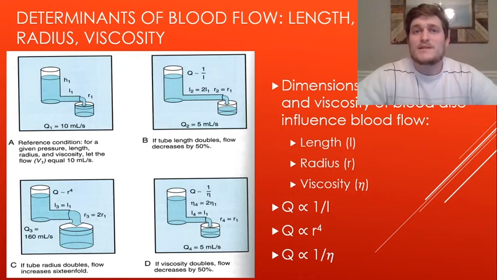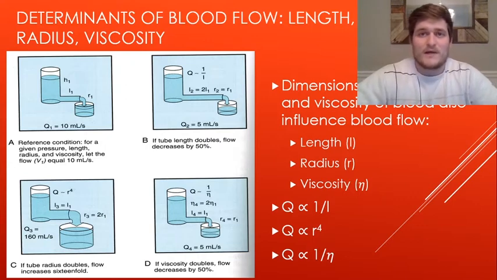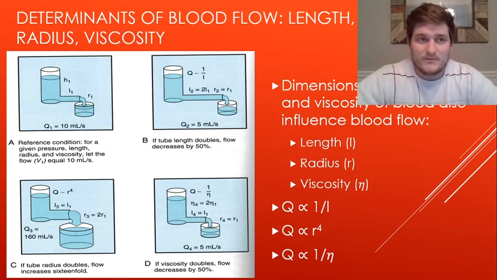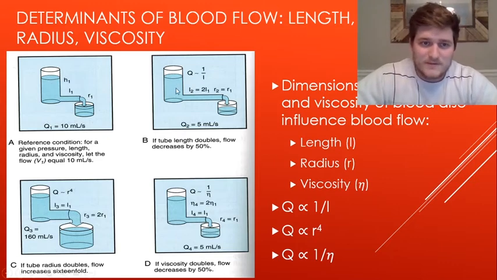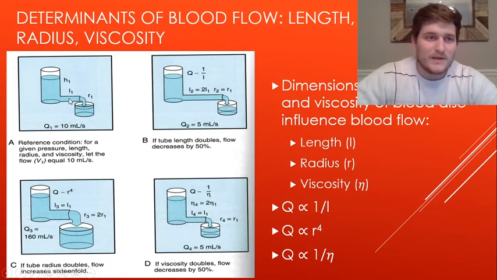So let's use a similar model to see the effects of blood vessel length, blood vessel radius, and blood viscosity. And so in these 4 examples, we're going to see that we have a column of fluid at the same starting height, so hydrostatic pressure won't be discussed because those heights are all going to be the same. But we are going to have the length of a blood vessel, we're going to have the radius of that blood vessel, and then we're going to have the viscosity of that fluid, or that blood in our case.